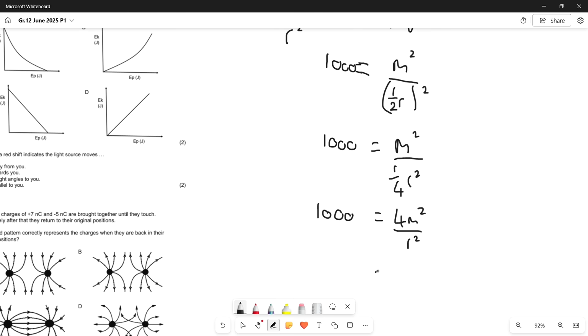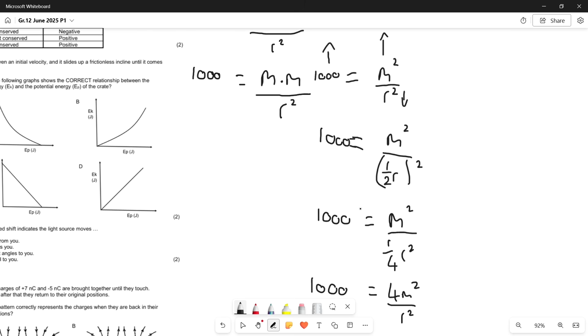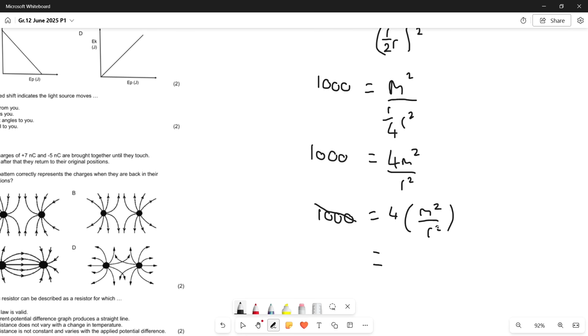And now that we're at this stage, what this means is that if we factorize this 4 out of the top, because top times top, bottom times bottom, we have 4m squared over r squared. And this initially equaled 1,000. So what we did is we just separated the 4 from the m squared over r squared, because what we need to keep in mind is that in the beginning, 1,000 equaled or represented m squared over r squared. So ignoring this left side, ignoring that for now, what this means is that m squared over r squared represented 1,000.